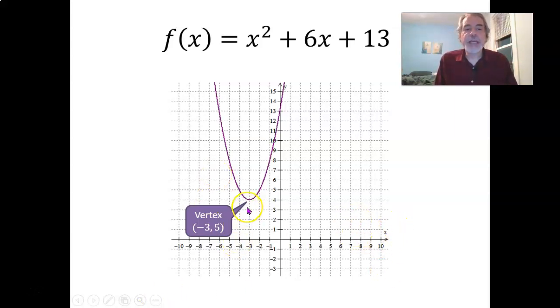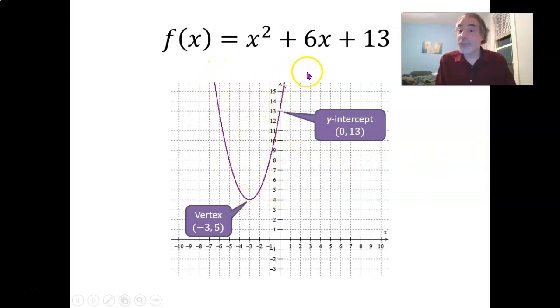So there's our vertex at negative 3, 5. There's our y-intercept at 0, 13. And the shape of the graph is a parabola. It's the same shape as if we just had x squared, except it's been shifted over so that instead of the vertex being at the origin, the vertex is at negative 3, 5.